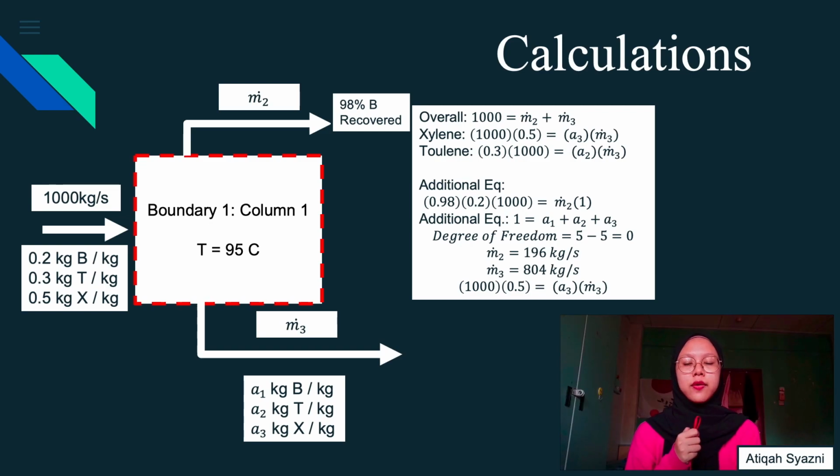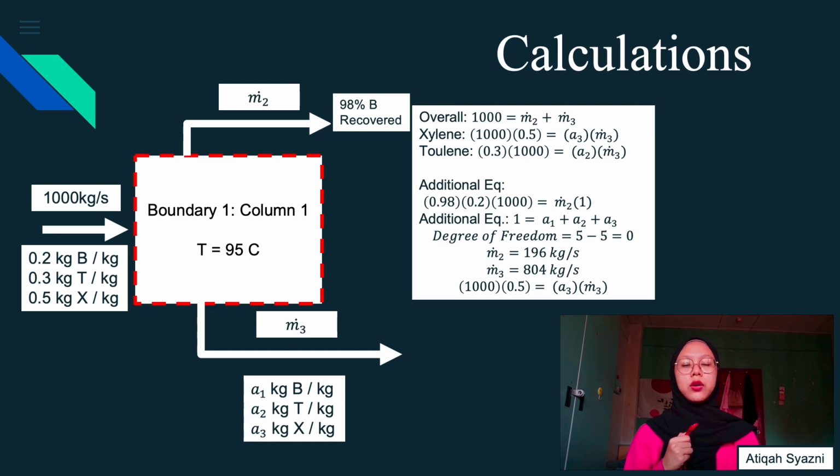And the other equation involving mass fraction for all substances in the bottom product stream, which is 1 equals A1 plus A2 plus A3. First, from equation 4, we can calculate the value for M2, and the M2 value is 196 kg per second. Next, with the value we get from equation 4, we can calculate the value of M3 from equation 1. So M3 is equal to 1000 kg per second minus 196 kg per second, and the value of M3 is equal to 804 kg per second.